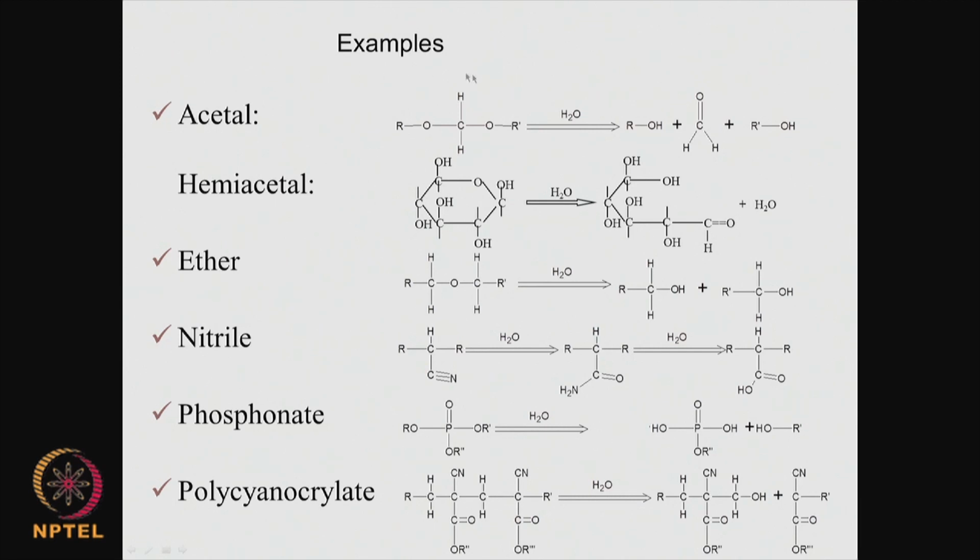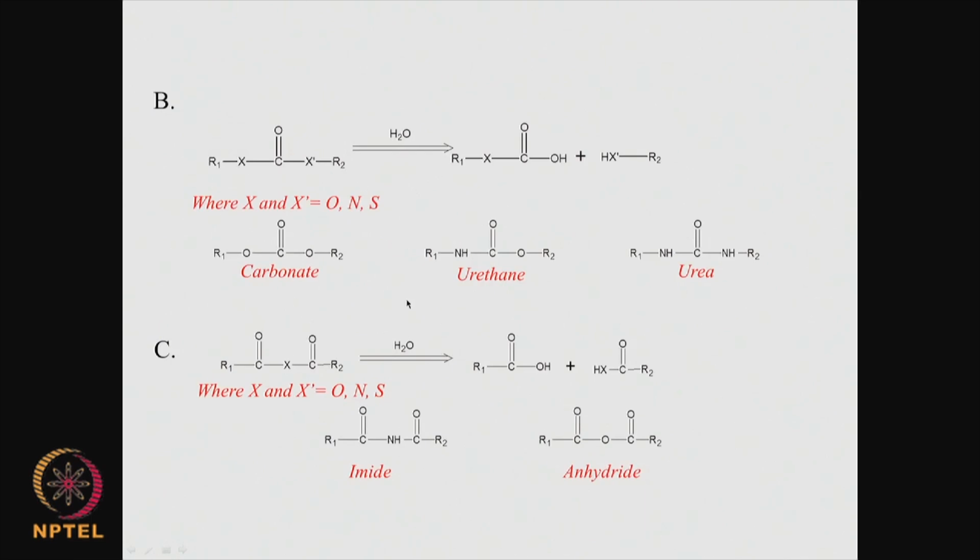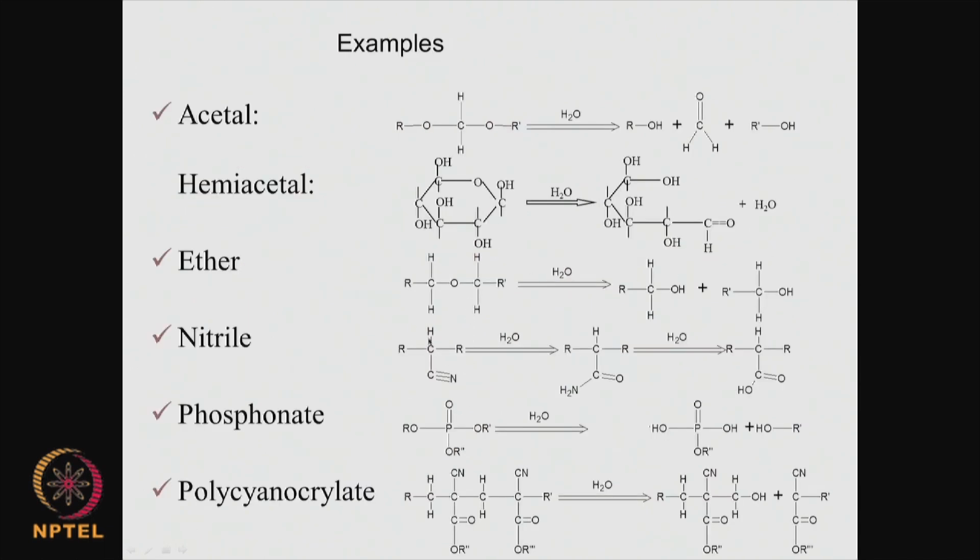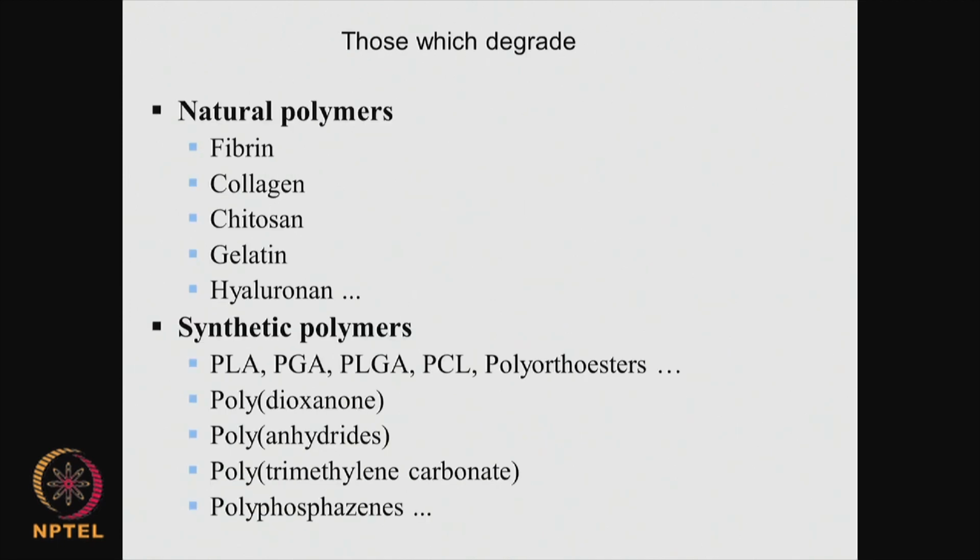Okay, so we have acetals, some examples. Acetals, with oxygen on both sides like this, can degrade. Hemiacetals, the ring systems, are degradable. Ethers, connected like I showed you here with oxygen, can degrade. Nitriles, the C triple bond N, can degrade. Phosphonates can degrade. Polycyanoacrylate, so different types of bond systems that are degradable.